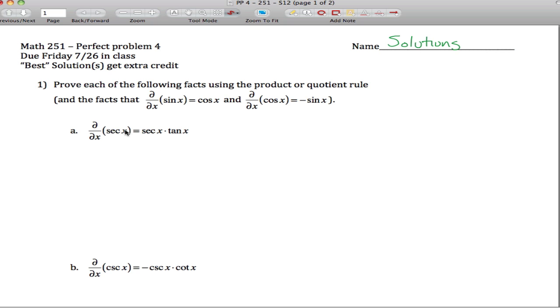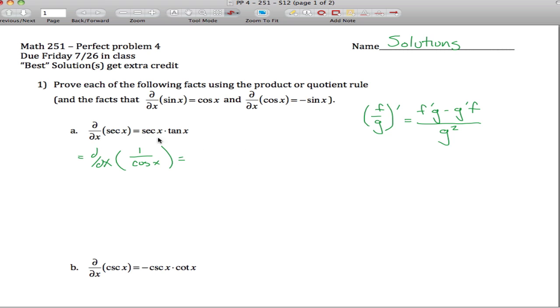For example, you could figure out the derivative of secant. It turns out it's secant times tangent. And the way we'll do this, we'll say the derivative of secant is the same as 1 over cosine. And now we can use the quotient rule. The quotient rule says that the derivative of the quotient f over g is f prime g minus g prime f over g squared. To use some shorthand here, f and g are both functions of x. So we can apply this formula on this quotient here.